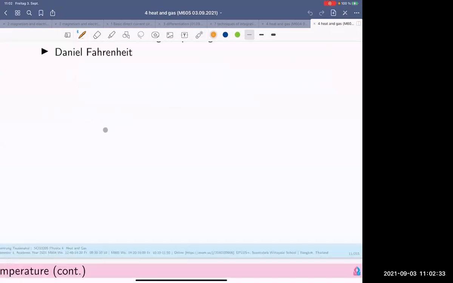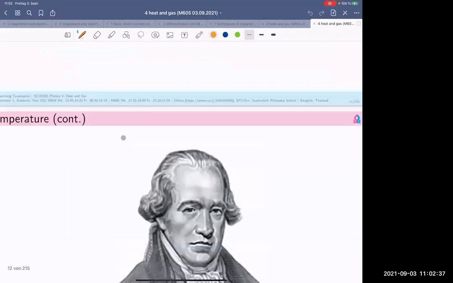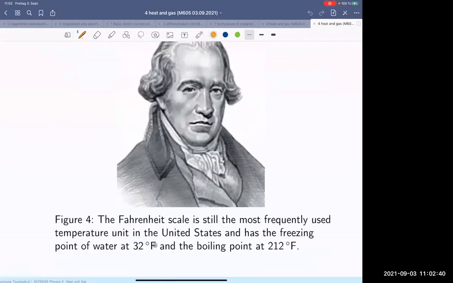I think he is Polish. Fahrenheit scale is still the most frequently used temperature unit in the United States, and has the freezing point of water at 32 degrees Fahrenheit and boiling point at 212, which is 180 degrees as difference. Okay, and what else?